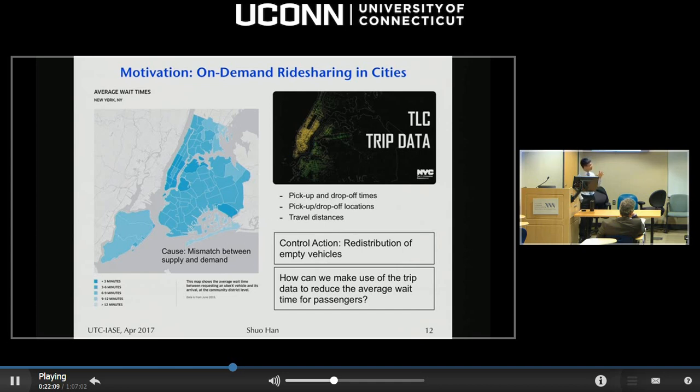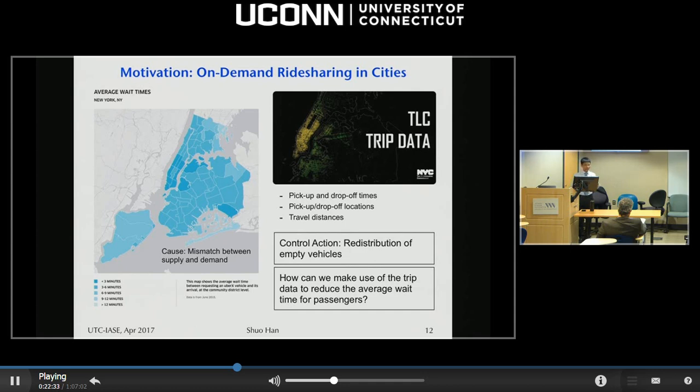So you can see across the entire city, there's some variation in terms of the average wait time for the passengers. And as it turns out, if one looks into the data, it doesn't take long to find out that the reason behind this is there's a big mismatch between supply and demand. And here's supply, meaning the available drivers to pick up passengers.